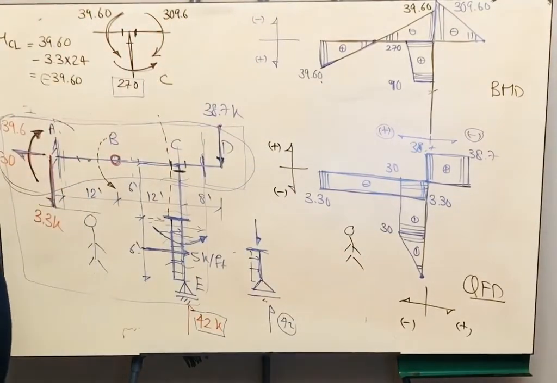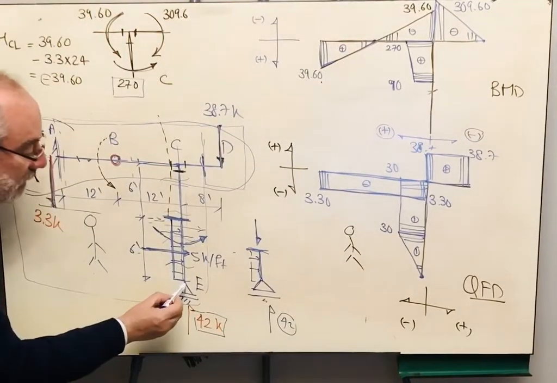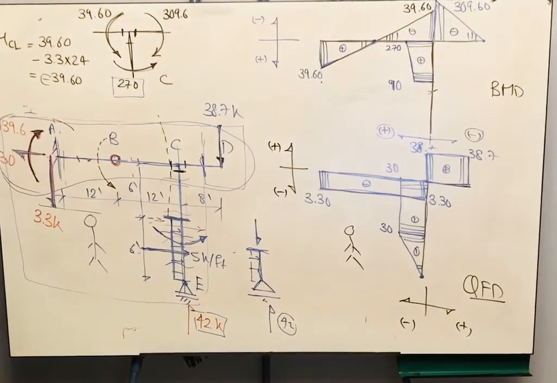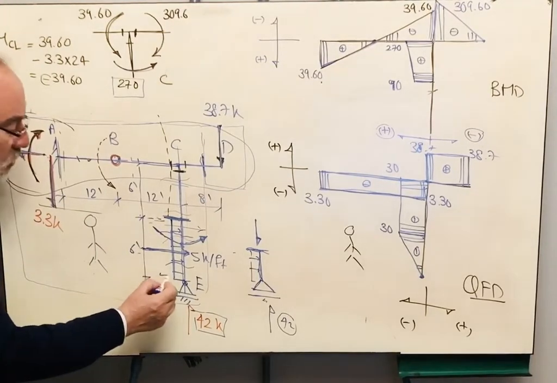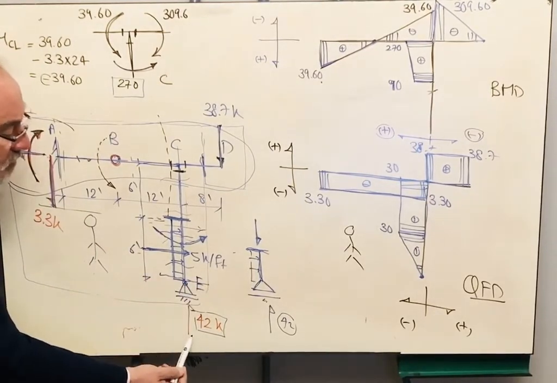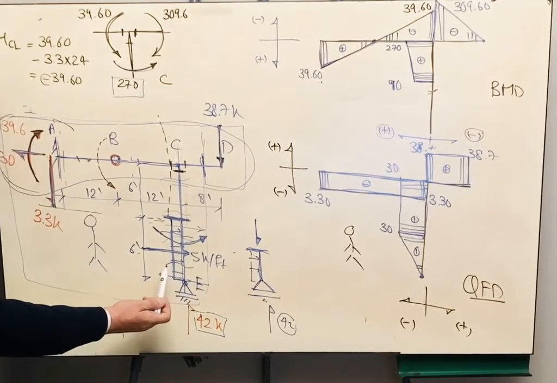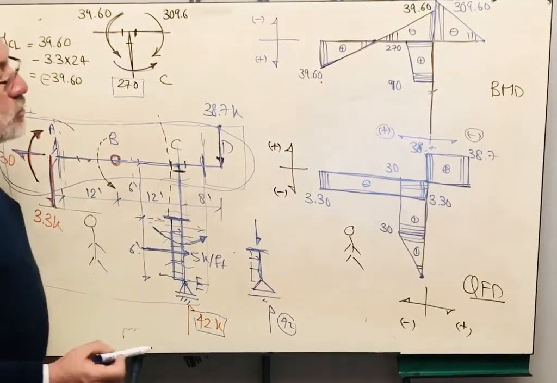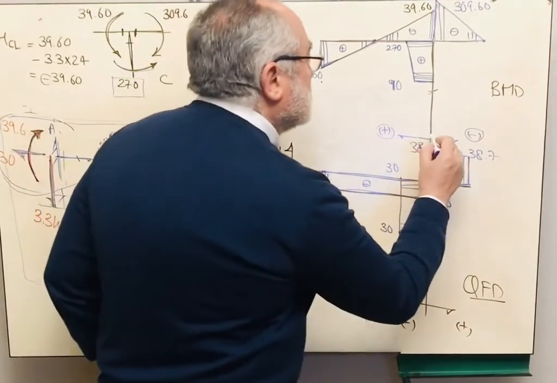bending moment. Okay, who can tell me the bending moment at point E? It is equal to 0, because if you cut a section like this, there is nothing except the 42 kips force passing through point E. It will not cause any moment. So this means that the bending moment here is 0.